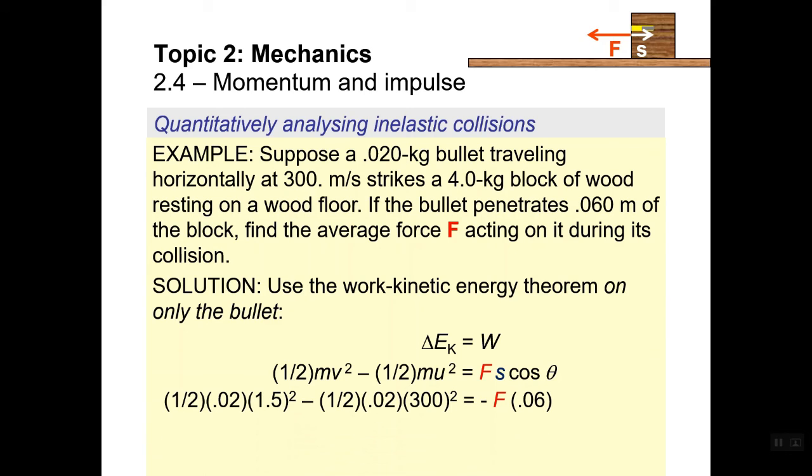The final kinetic energy equals 1/2 times 0.02, the mass of the bullet, times the final velocity 1.5 squared, minus 1/2 times 0.02 mass times the initial velocity 300 squared, equals minus F times the penetration distance, which is 0.06 meter, and the average force is 15,000 Newton.